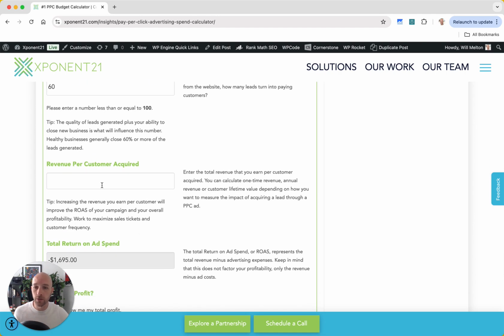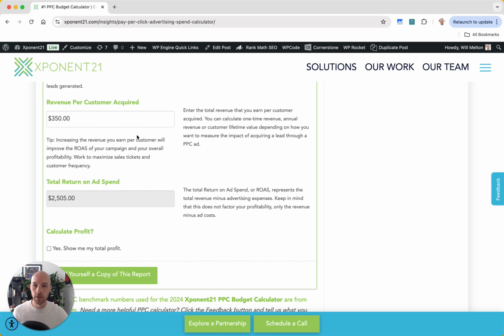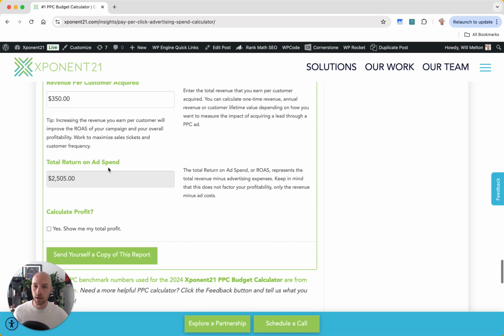So what we're going to do is just revenue per customer acquired, and I'm going to put $350 in here for this particular scenario. A lot of automotive service repairs are probably going to exceed that, but you're going to have some lower priced service clients as well. So our total return on ad spend based on all of this, if we were to generate $350 for 60% of the leads that we had come in, is total return on ad spend of $2,500.